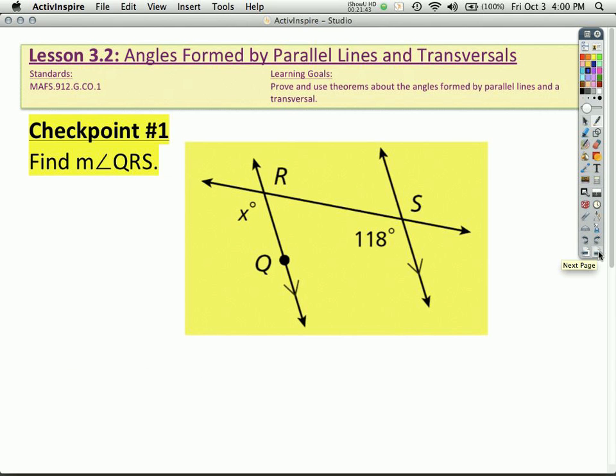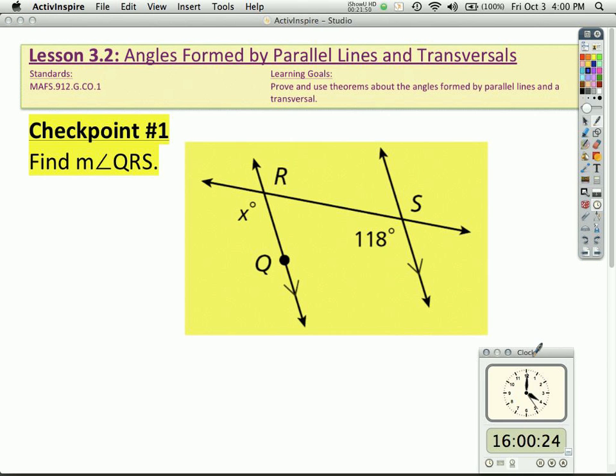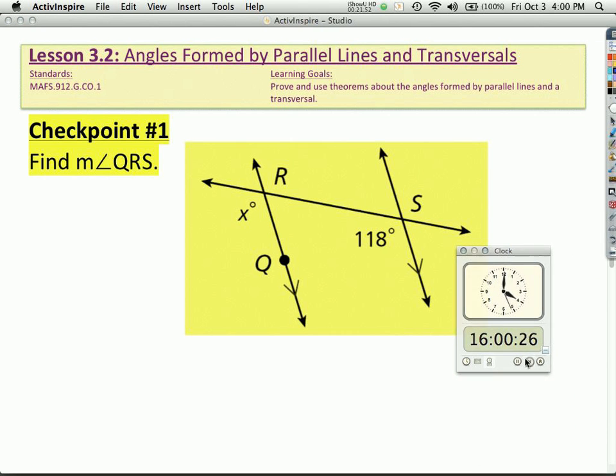I would like you to find me the measure of angle QRS. Find me the measure of angle QRS any way you can.